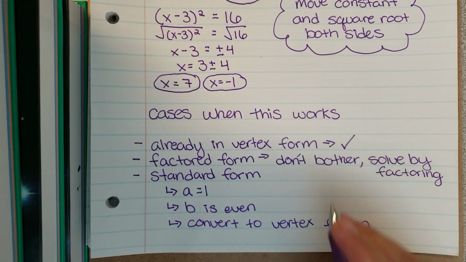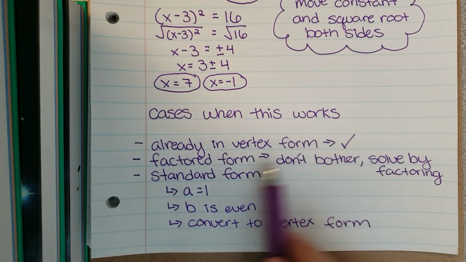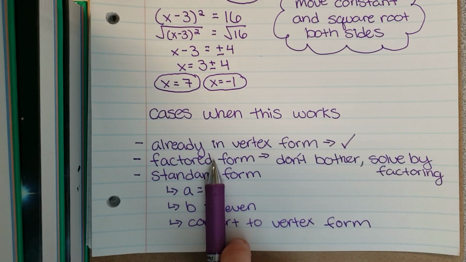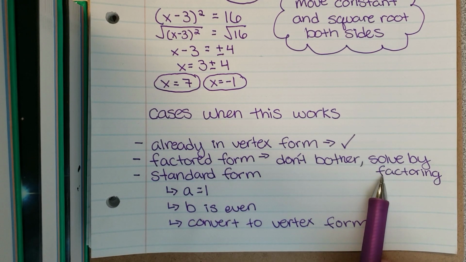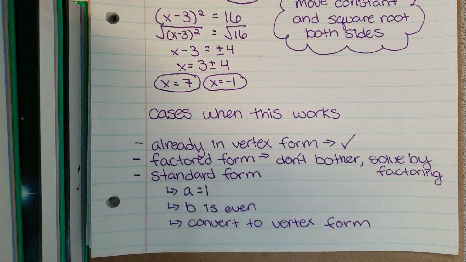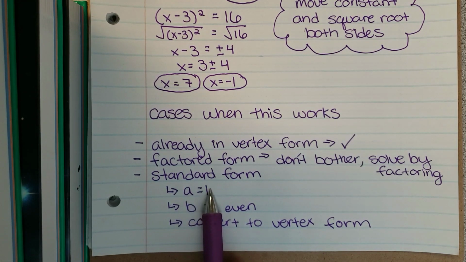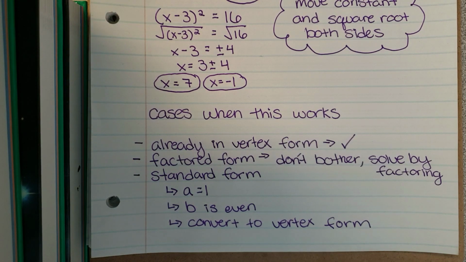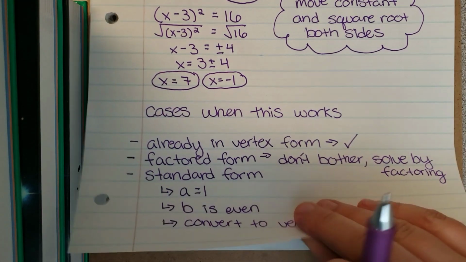So again, if you're starting in vertex form, you're good to go. If you're starting in factored form, this isn't the best strategy, so don't bother, solve by factoring. And if you're starting in standard form, you've got to get it to vertex form. When A equals 1 and B is even, then you can convert it to vertex form. So we're going to take a look at some examples of this.